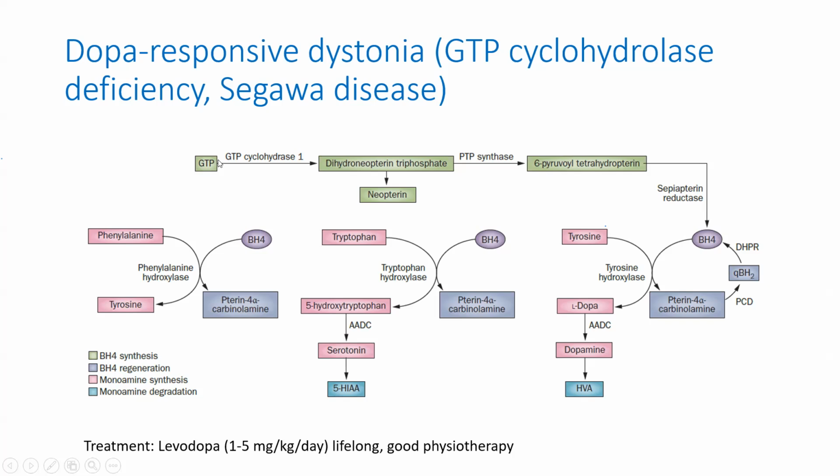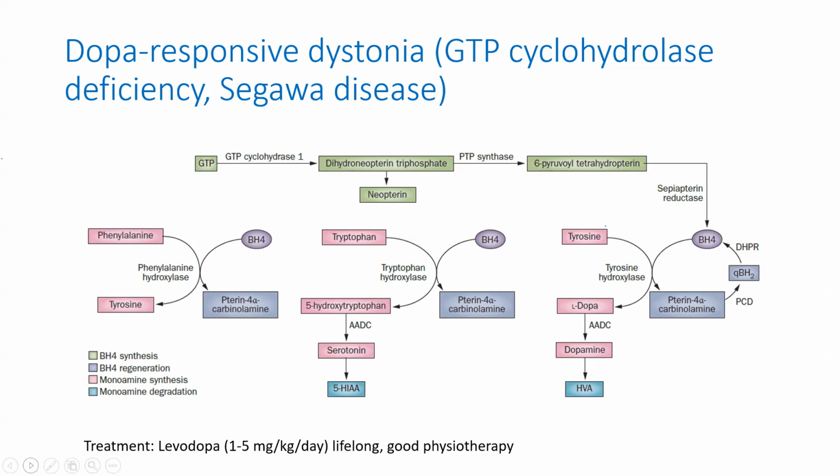So if you don't have this enzyme called GTP cyclohydrolase, then the neopterin pathway will not lead to formation of tetrahydrobiopterin. Because of tetrahydrobiopterin not being there, tyrosine will not convert into dopamine, and that's why you get this condition. It's a genetic disorder. You just give tiny doses of levodopa, lifelong with good physiotherapy, and the CP is cured. So this is quite a gratifying condition to treat.